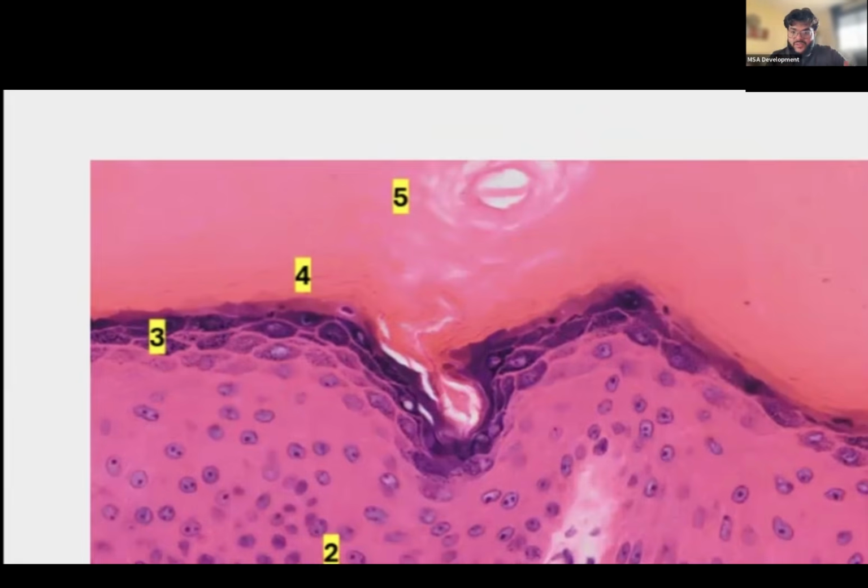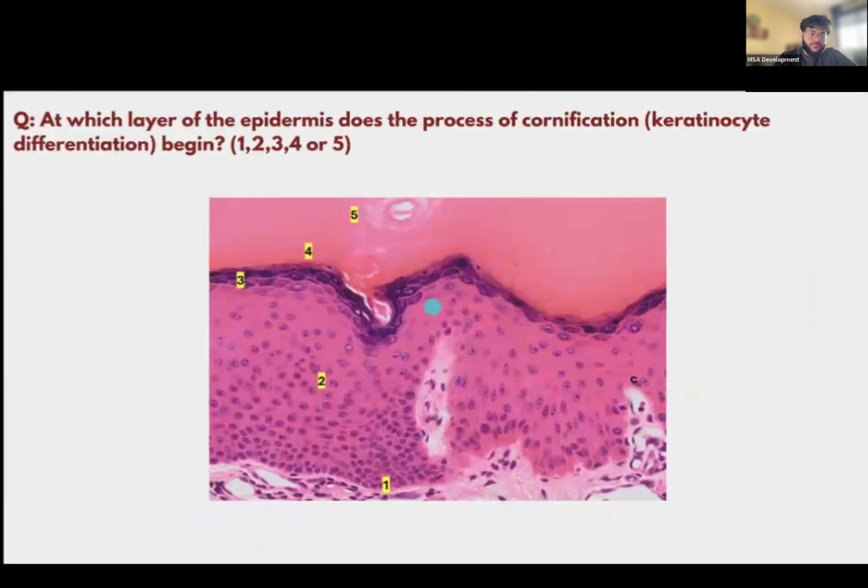Cornification, as we said earlier, is the process by which the keratinocytes lose their nucleus and organelles, and they start to fill with keratin. The process begins in the stratum granulosum, and it will be complete by the time you get to the stratum corneum. Again, the answer over here.